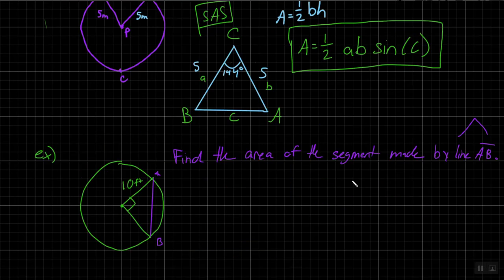Okay, Drew, this is the next one. Find the area of the segment made. Oh, the answer to this one was 24.1 meters squared. Okay, that's the next problem. Okay, Drew, the answer to this is 28.5 feet squared.